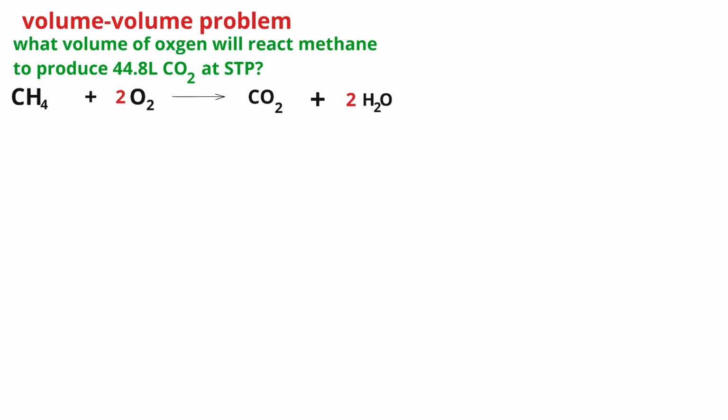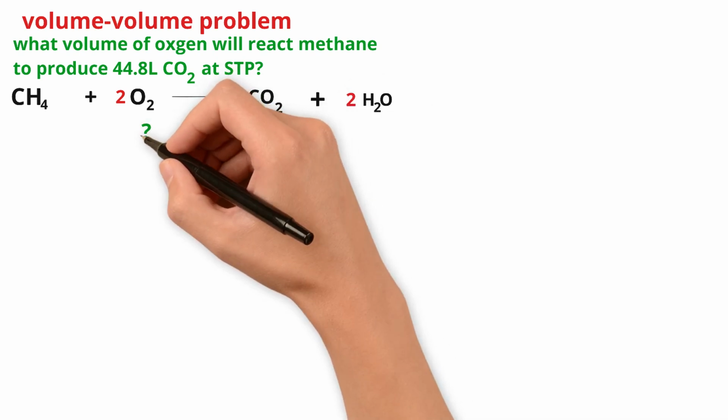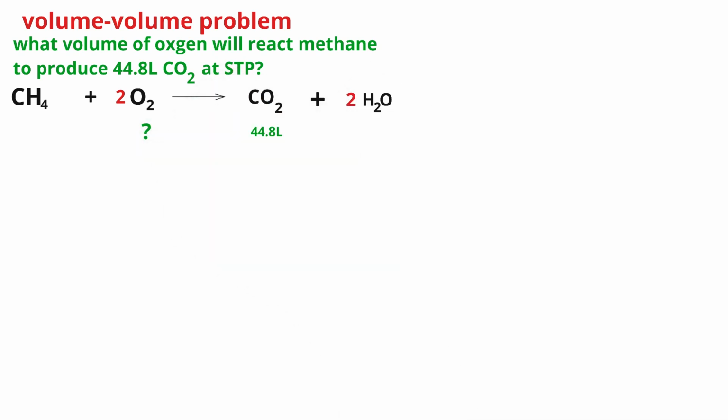Let us check it. We have one carbon atom on the reactant side, and again we have one carbon on the product side. We have 4 hydrogen on the reactant side, and again we have 4 hydrogen on the product side, and 4 oxygen on both sides. Now the question is, to produce 44.8 liters of carbon dioxide, how many liters of oxygen molecules are required?